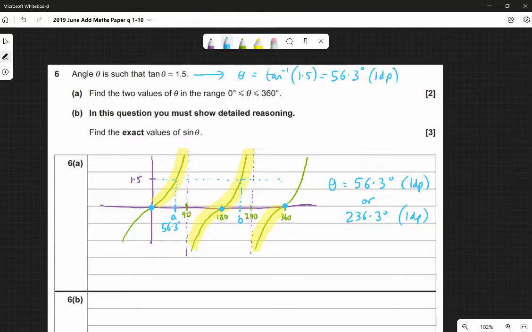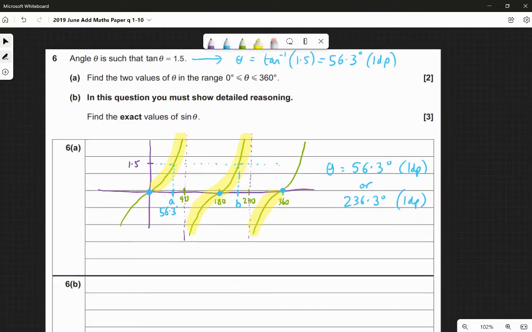Okay. In part B, it's asking for detailed reasoning. It's asking for us to find the exact value of sine theta, given that I know tan theta. There are different ways of doing this, but I'm going to look for the simplest way. Now, I know that theta could be either of these two values. So one might think I can just substitute those into my calculator, sine of 56.3 or sine of 236.3, and get the two results. But it's asked for detailed reasoning, and that isn't detailed reasoning. So it's asking for us to use the value tan theta is 1.5 to get that.